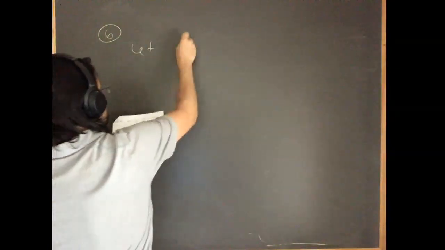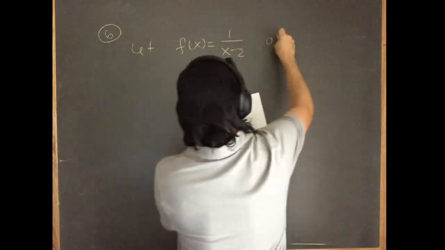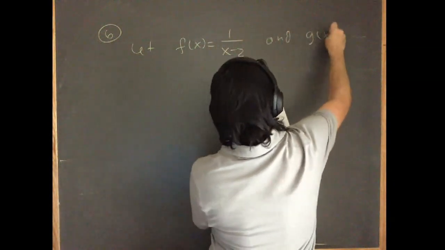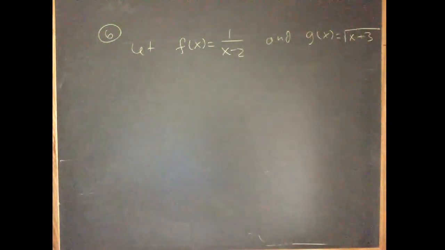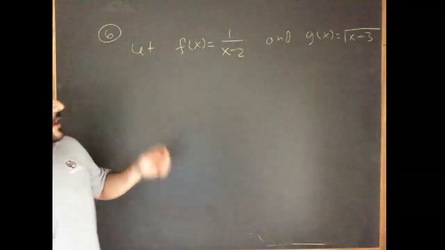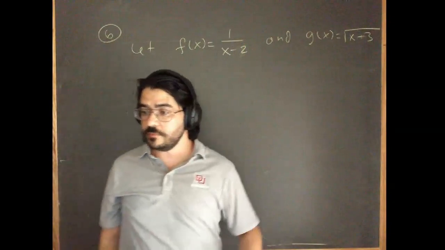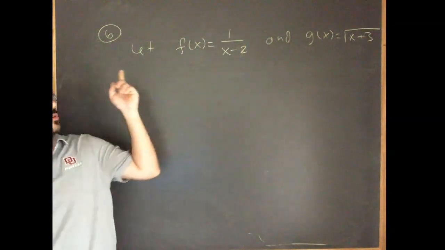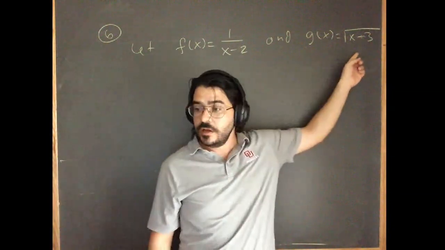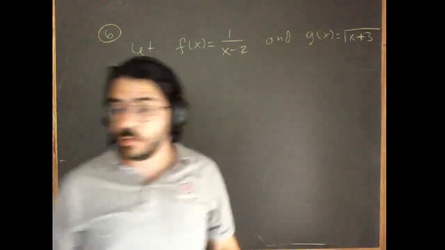So this is the last example we'll do, number 6. Let f of x be equal to 1 over x minus 2, and g of x be equal to the square root of x plus 3. And you'll notice now that the domain of this function is all numbers except for 2. So we can plug in everything except for 2 here. And this one over here is all real numbers, I'm sorry, this is a plus. So this is all real numbers bigger than or equal to negative 3.